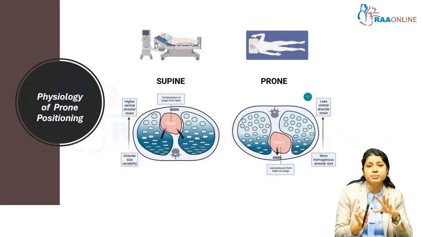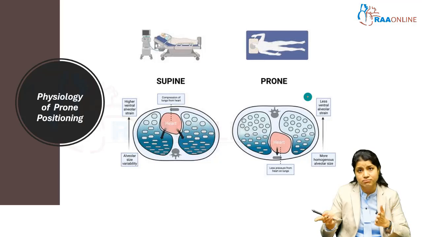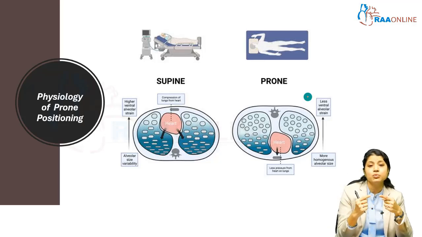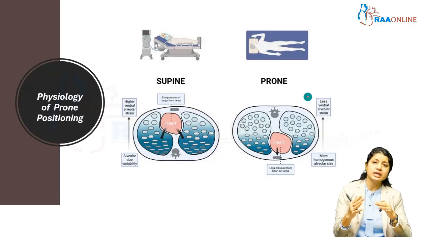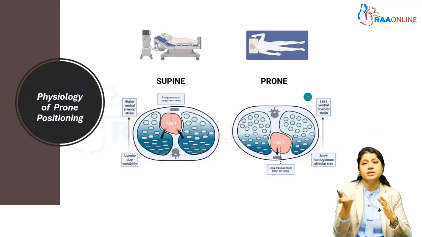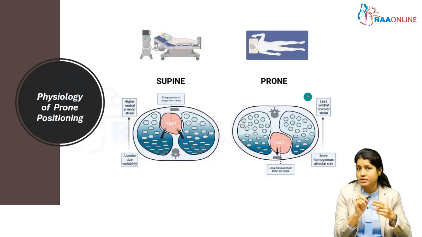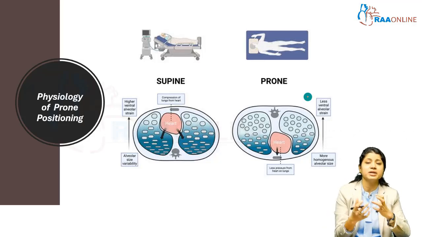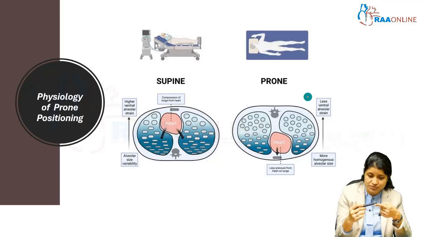So what is the physiology behind the prone position? Definitely there is a physiology wherein a severe ARDS lung responds to a proning position. One thing is the lung is divided into a ventral part and a dorsal part. In a supine position, the dorsal part of the lung receives more perfusion, but it does not receive adequate ventilation. As gravity goes down, the perfusion is higher, but there is no ventilation. So definitely there is a ventilation perfusion mismatch which is happening.